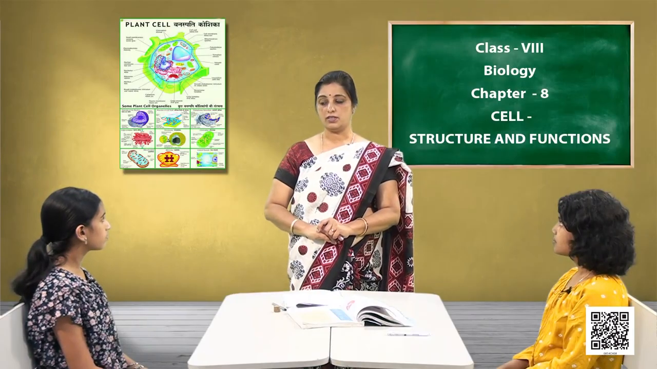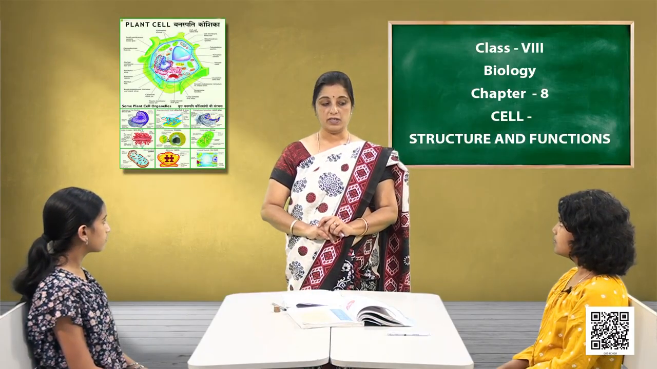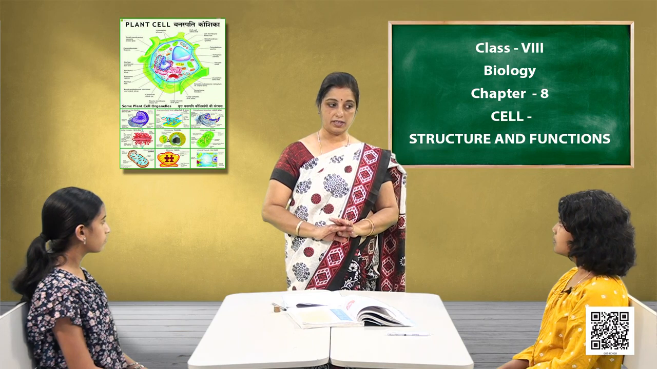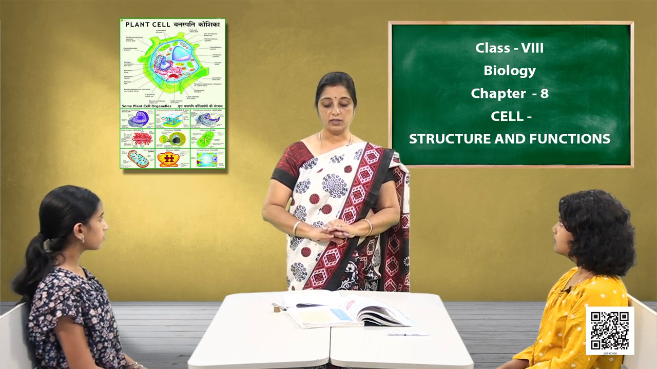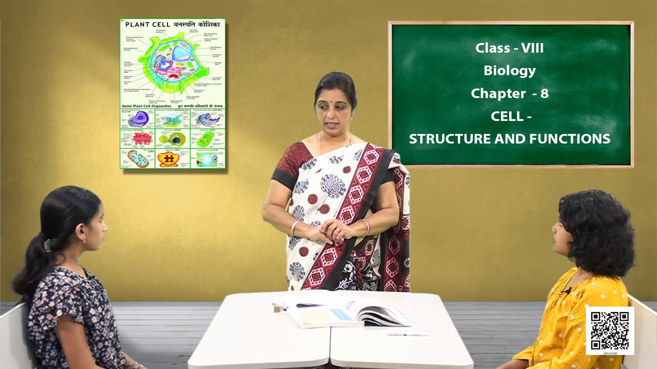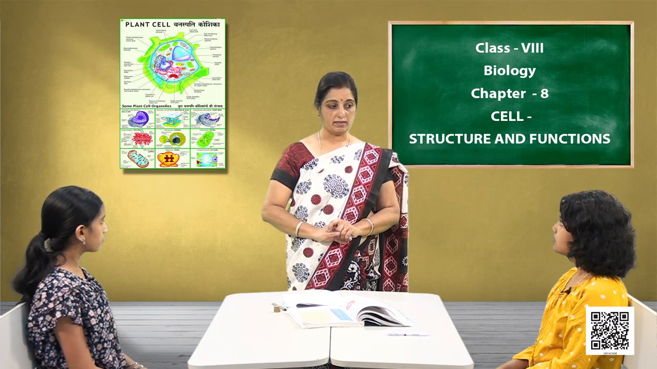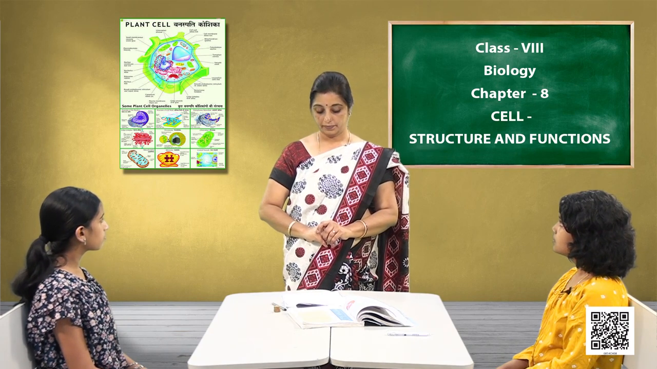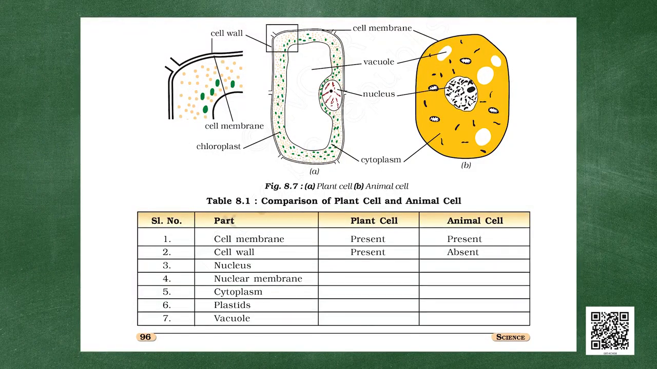Now that you have learned so many aspects of cells, we shall now try to compare and contrast the plant cell with that of an animal cell. We can look into this chart and identify what are the common things present in both and what differences they have. Can you tell me what are the differences between the plant cell and animal cell by observing this chart?